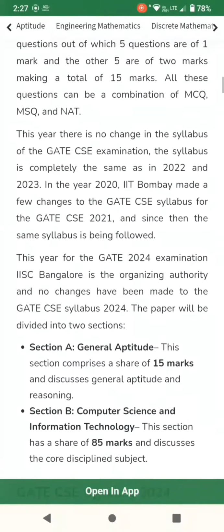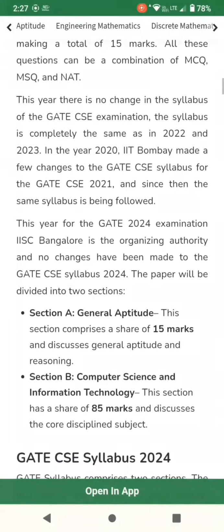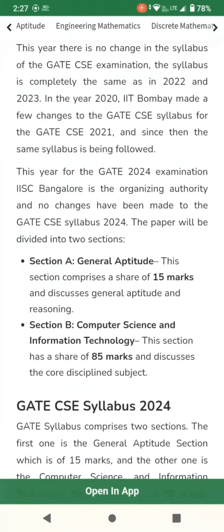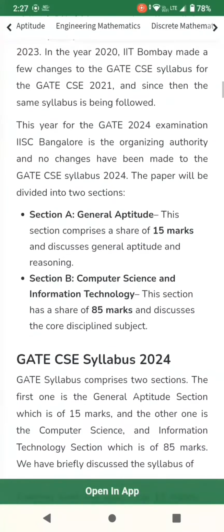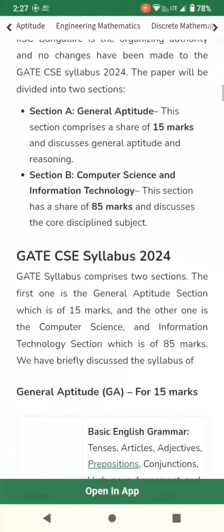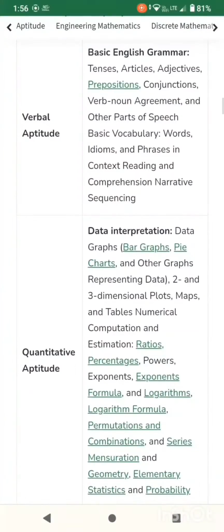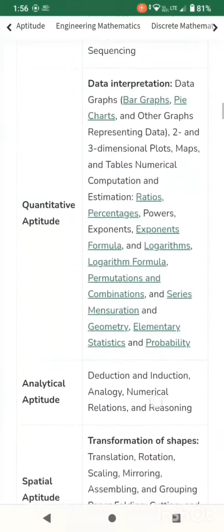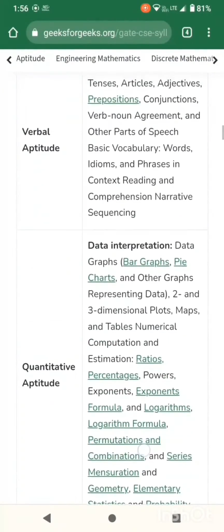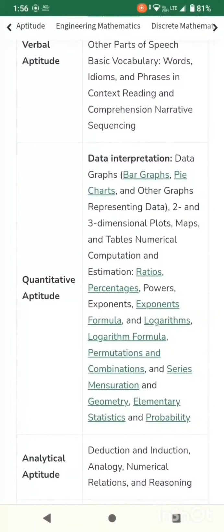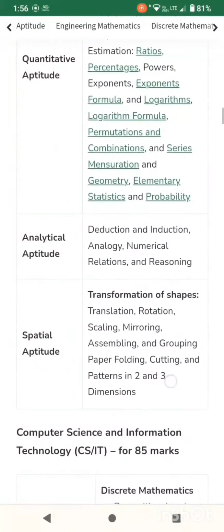So there are two sections: general aptitude, which consists of 15 marks, and computer science and information technology, which consists of 85 marks. General aptitude is further categorized into four sections. The first one is verbal aptitude, which consists of basic English grammar, then quantitative aptitude, then analytical aptitude, then spatial aptitude.